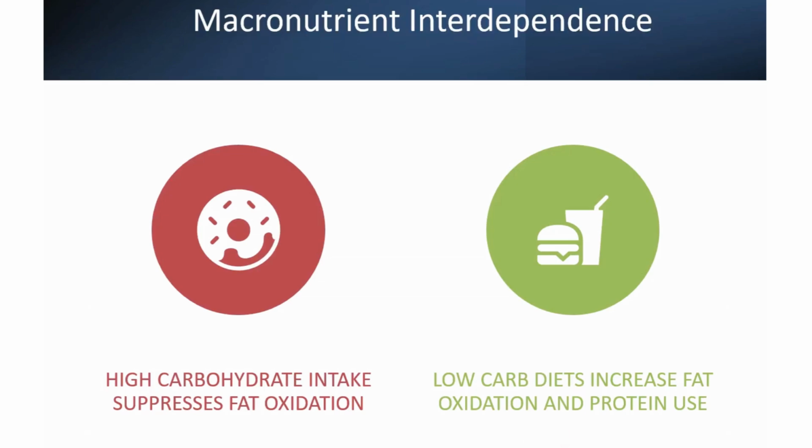Macronutrient oxidation rates are interdependent. High carbohydrate intake suppresses fat oxidation, thus promotes fat storage. Similarly, low carbohydrate intake increases fat oxidation and sometimes protein oxidation. Protein oxidation is linked to nitrogen excretion, and if intake exceeds the oxidation, it indicates an anabolic state or muscular growth. Thus, overall energy balance depends on the sum of all the macronutrient balances.